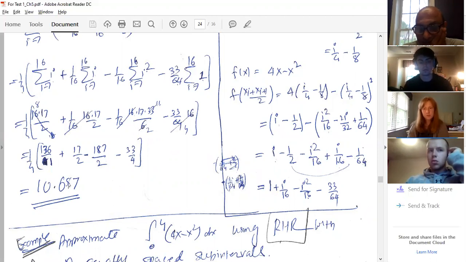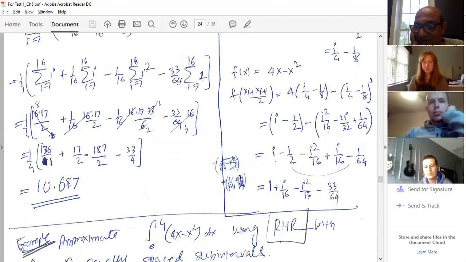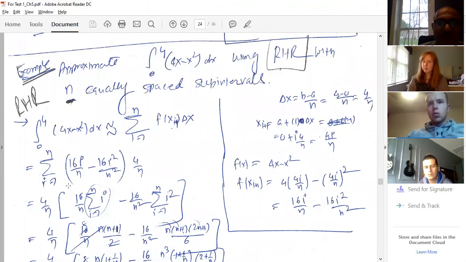So that's how we finish the first example using n equal to 16 strips and compare that with our previous same example with n equal to 4 strips, 4 rectangles, and we found the differences. Agree? Yes, sir. Any questions so far? Okay.